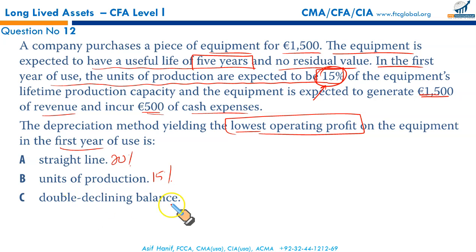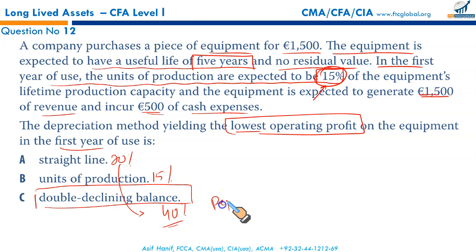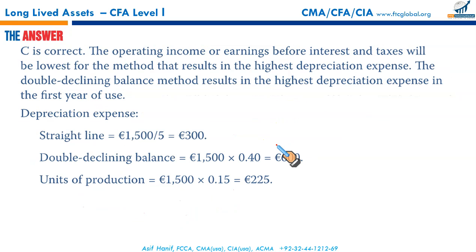And under the double declining balance method, which is in fact double the straight line percentage, that will be 40%. Since we needed the lowest operating profit, and that will come in case the depreciation percentage is the highest, which in this case is the double declining balance method. So when you have a higher depreciation rate, the depreciation expense will be higher. Resultantly, the double declining balance method will give you the highest depreciation, thereby the lowest operating profit in the first year. So that makes C the correct option.